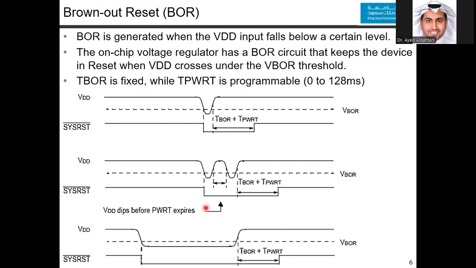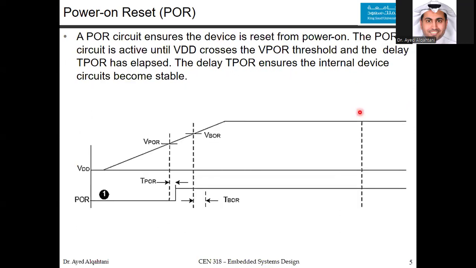So for the brownout reset, the brownout reset is generated when the VDD input falls below a certain level. So let's say you just begin your microcontroller, and now you have a power on reset. Now the system is running, executing instructions, things like this. At a certain point, for some reason, there is a fluctuation in the VDD, and it goes below a certain threshold. This threshold is called the VBOR.